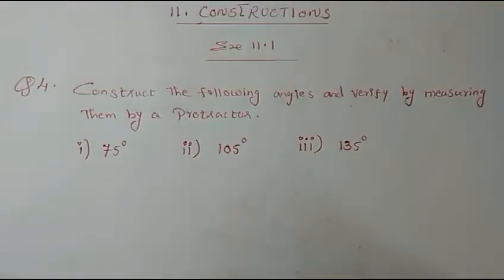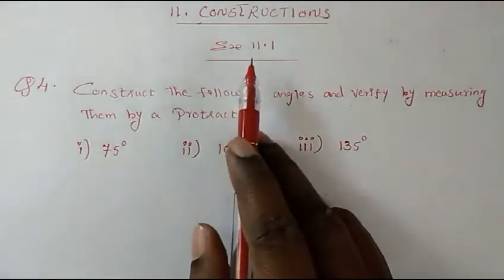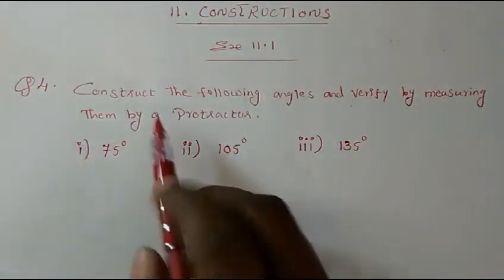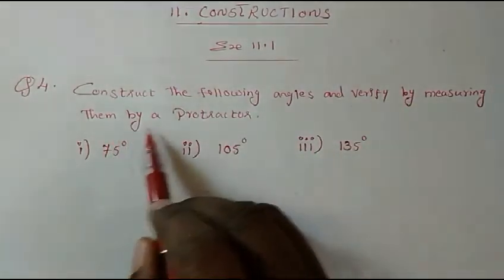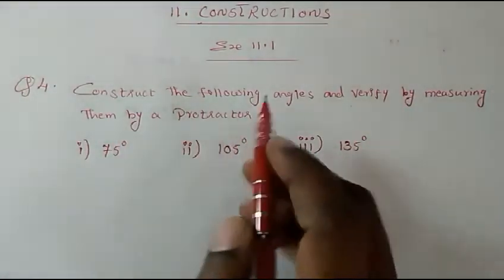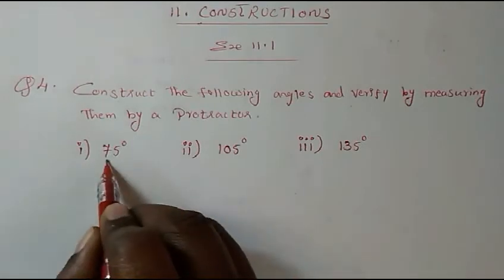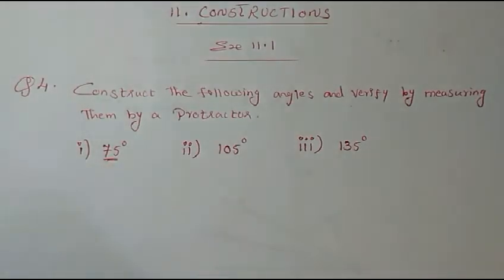Today we are going to study chapter 11 constructions exercise 11.1 question 4. Construct the following angles and verify by measuring them by a protractor. Okay, the first one we will see 75 degree, how to construct.